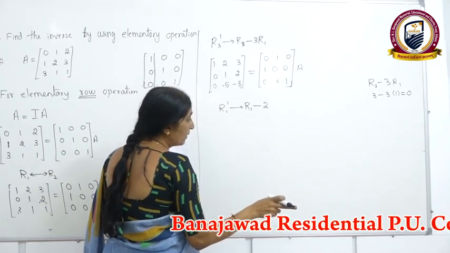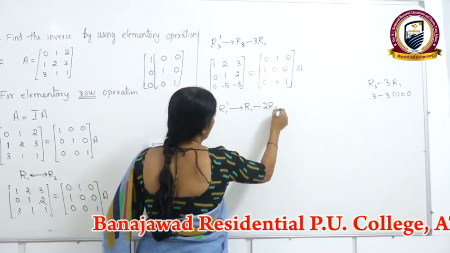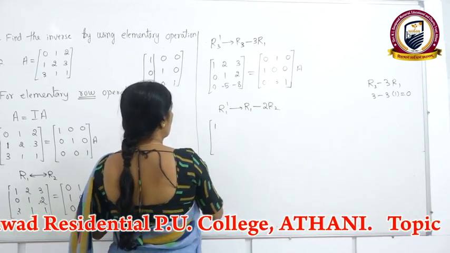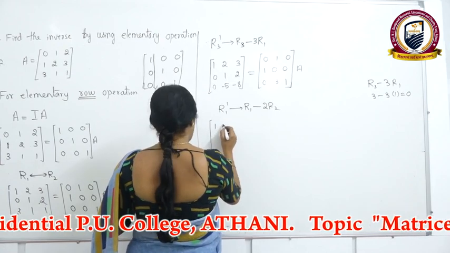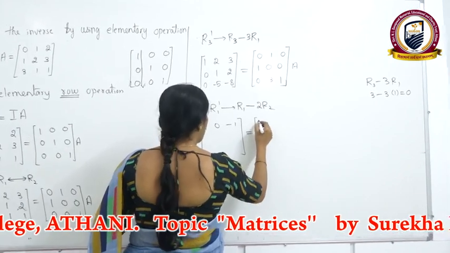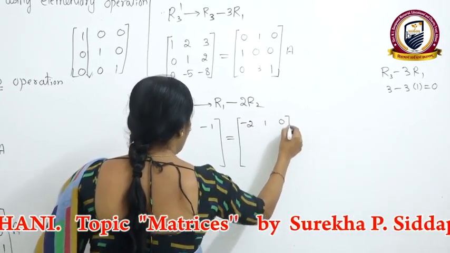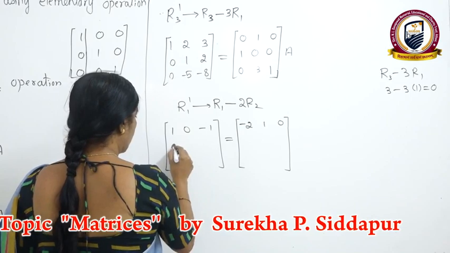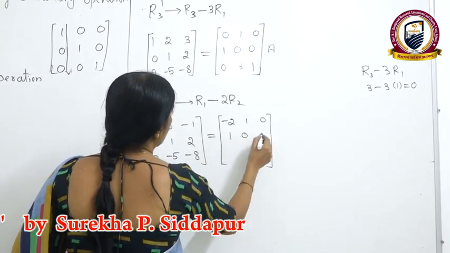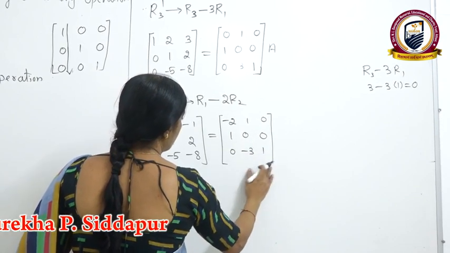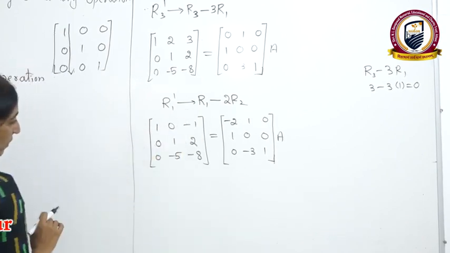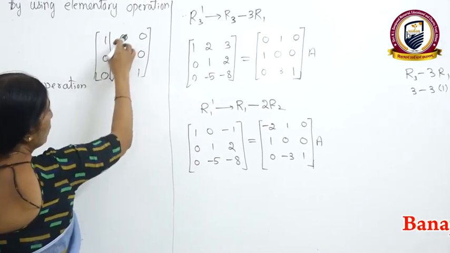Then 2 is multiplied with what? Second row. 1. So write the values. First row values after calculations: 1, 0, minus 1. And on the right side, minus 2, 1, 0. Write the remaining 2 rows as it is. And this will be A. So again compare. One operation is over. 1, 0, 0, 0, 1.